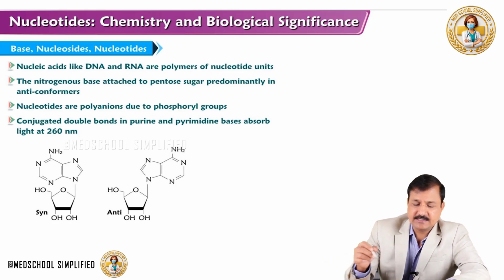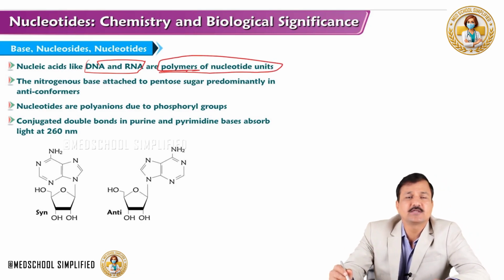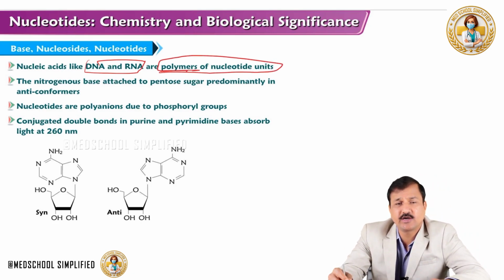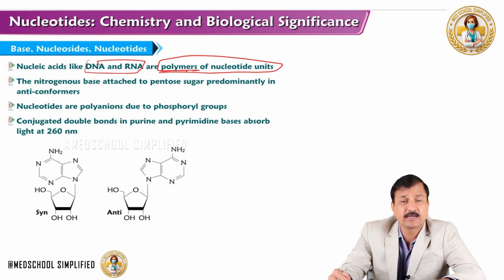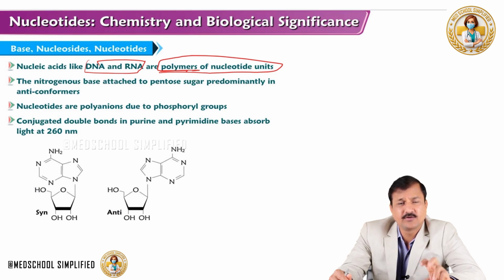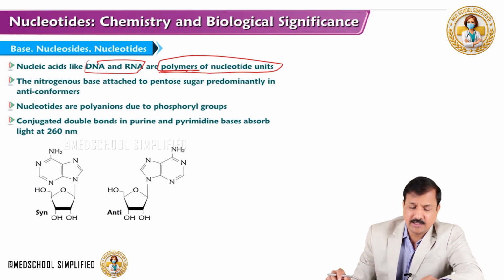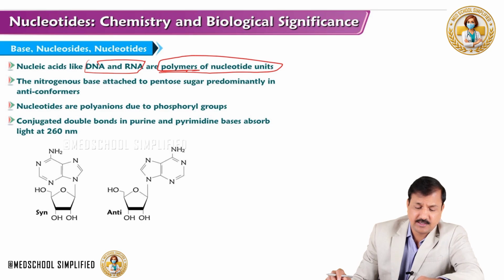Now, nucleic acids like DNA and RNA are polymers of nucleotide units. That means more and more nucleotides are joined with one another to make a nucleic acid. So adenosine monophosphate, guanosine monophosphate, cytidine monophosphate, uridine monophosphate, things like this, joining with one another, give rise to polynucleotides, or polymers of nucleotide units.